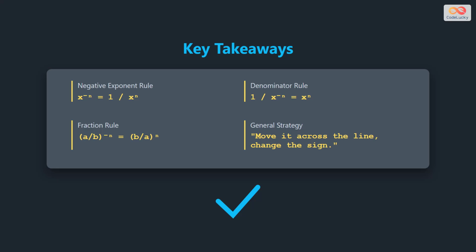To summarize, remember these key rules. x to the negative n is 1 over x to the n. If it is negative on the bottom, it moves to the top. If it is a fraction, flip it. The general strategy is always the same. Move the term across the fraction line and change the sign of the exponent.